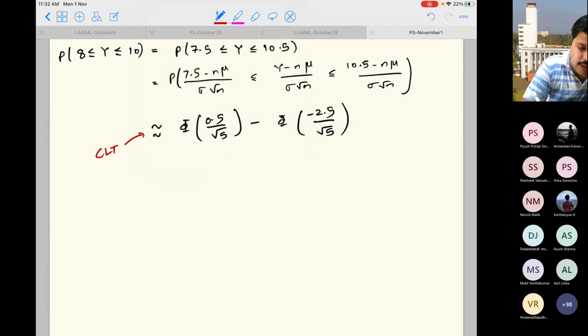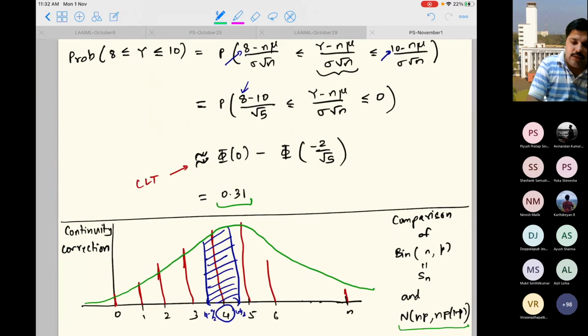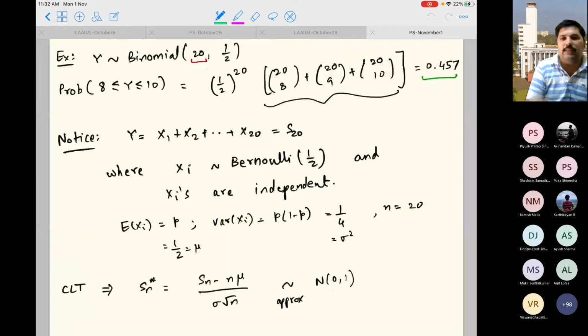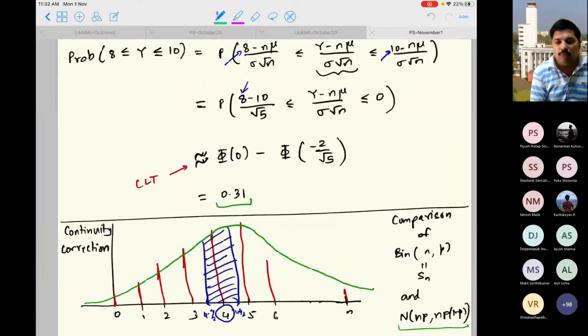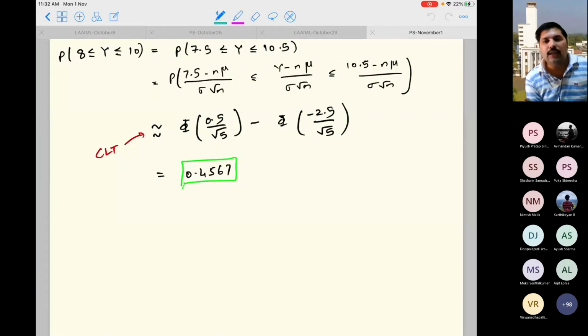Okay, this approximation comes from CLT, and when you calculate this value, it will turn out to be 0.4567. This value, 0.4567, is very close to the value 0.456 that you had from the exact calculation. So this continuity correction is really very important, and once you do this continuity correction, your answers will be correct, right?